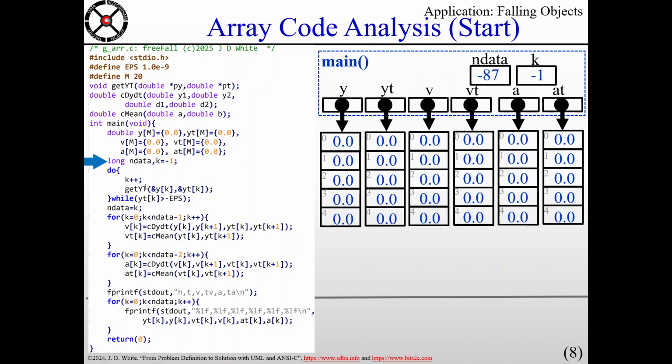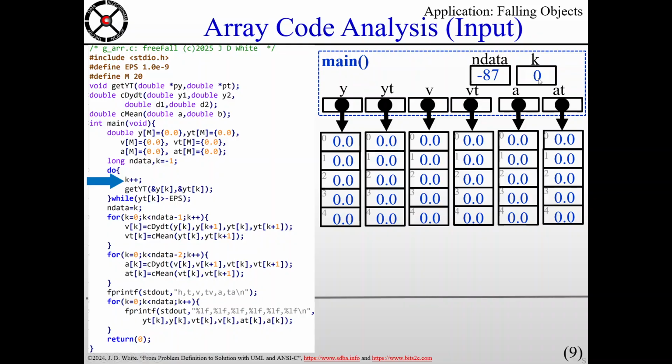We then enter into our do loop. We enter it unconditionally, so there are no conditions here. It doesn't check anything. It immediately enters the do loop. So you know with this do while, the statement will be executed at least once. The first thing it does is increment K. So K is now incremented to 0.